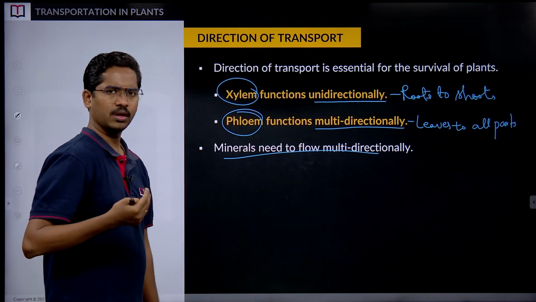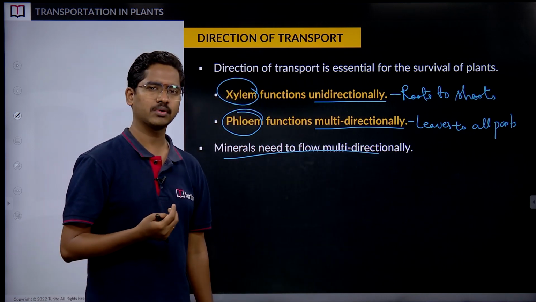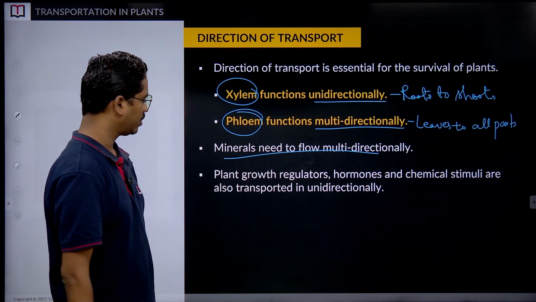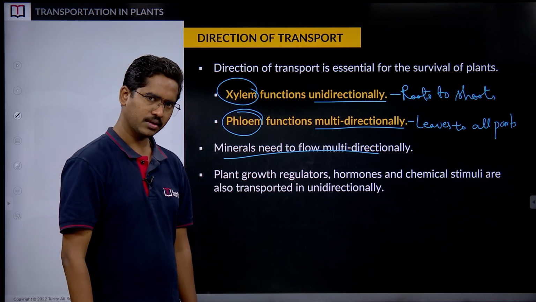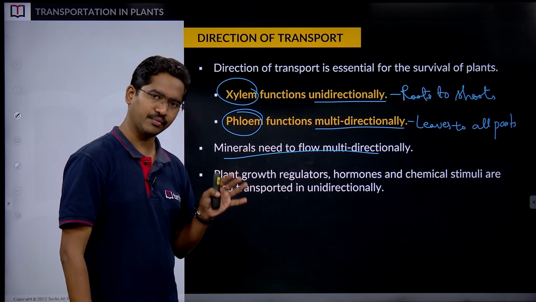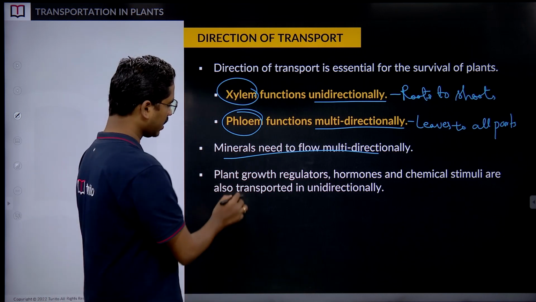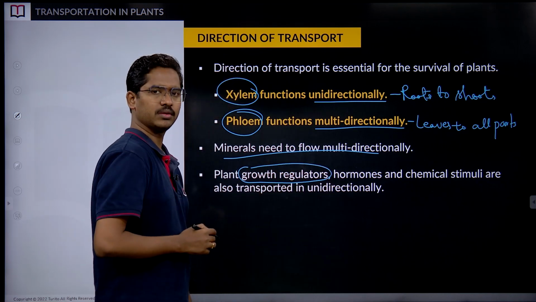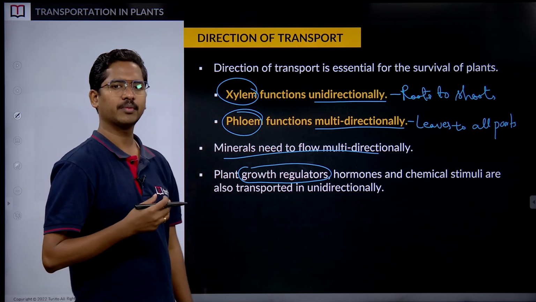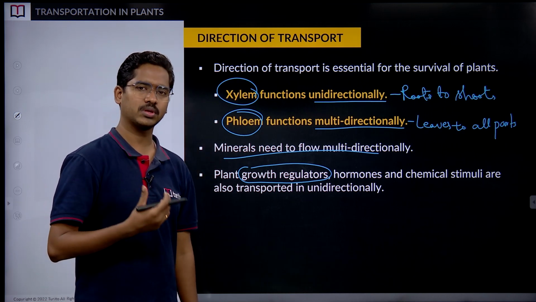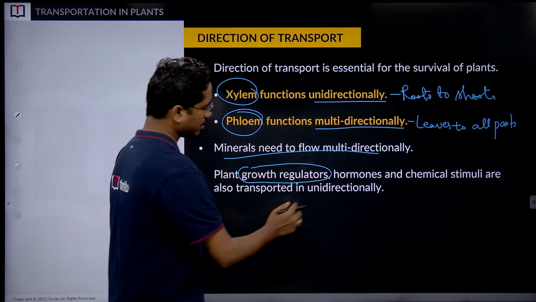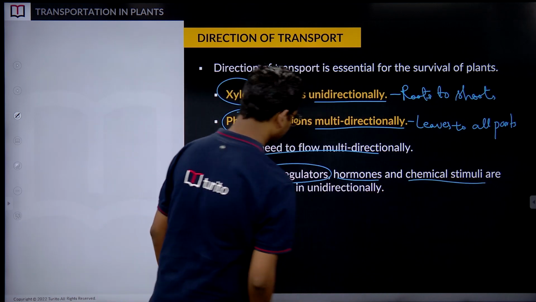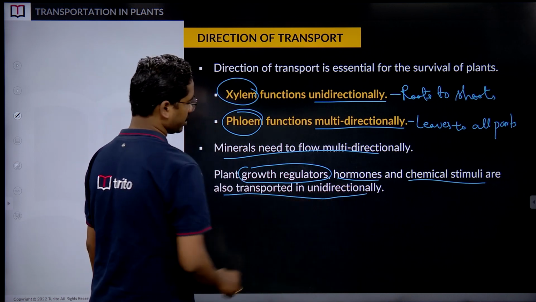Of course, minerals are needed to flow multidirectionally because there are leaves everywhere and using them they make the food, right. So, not only that, this phloem is also involved in taking care of the movement of plant growth regulators. These are those chemicals which help the plant in its growth and development. And plants also have hormones, they do have chemical stimuli, which are also transported unidirectionally.